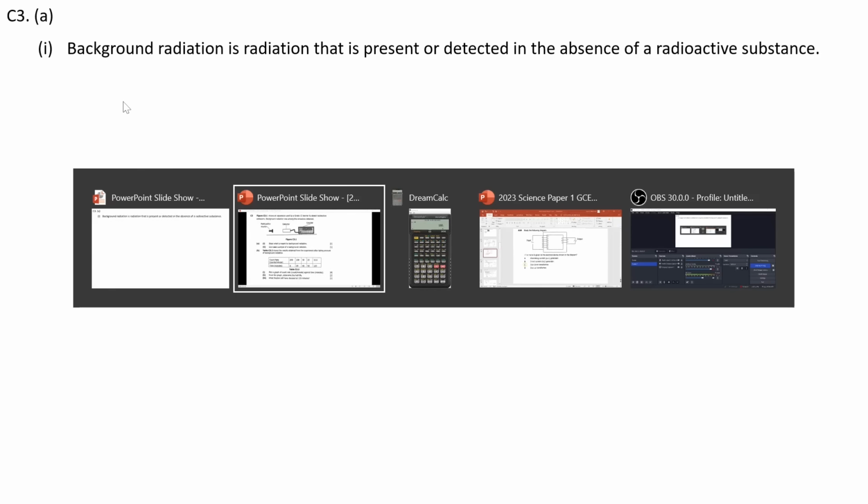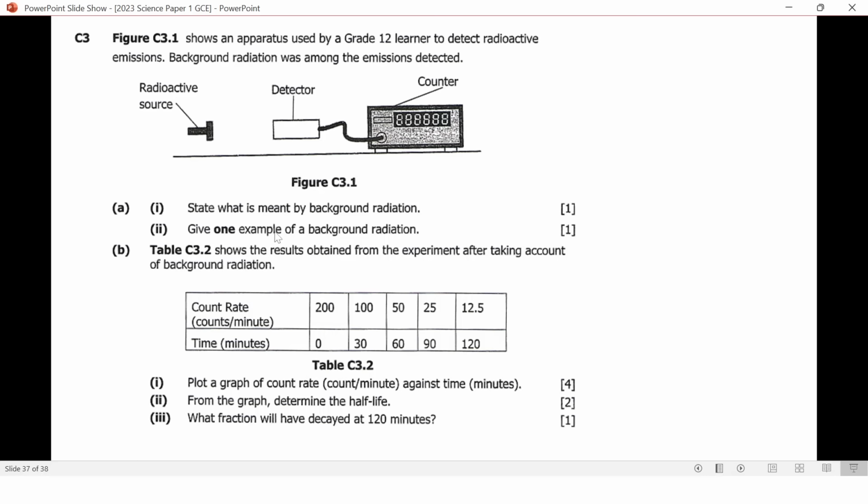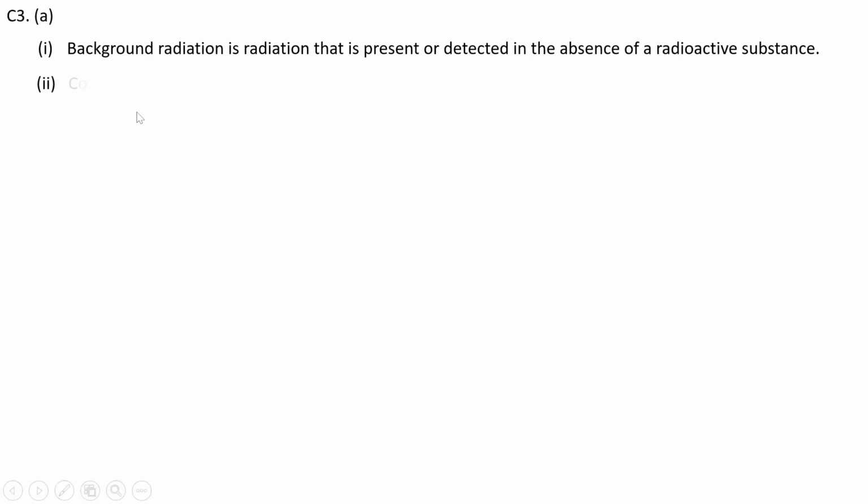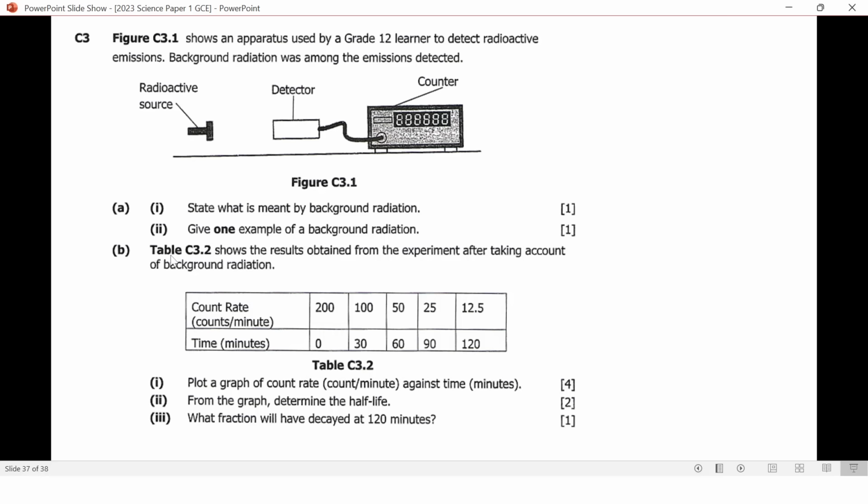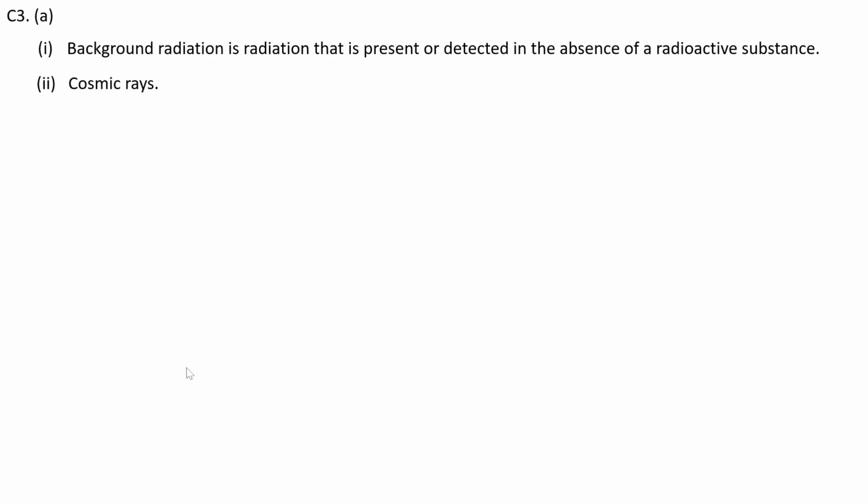Okay, then part 2, they're saying give one example of a background radiation. So we are going to say cosmic rays. Then we come to B, where they're saying plot a graph of count rate against time. So we are plotting a graph. So we'll come to this place where we'll plot a graph B1. We are plotting a graph of count rate against time.